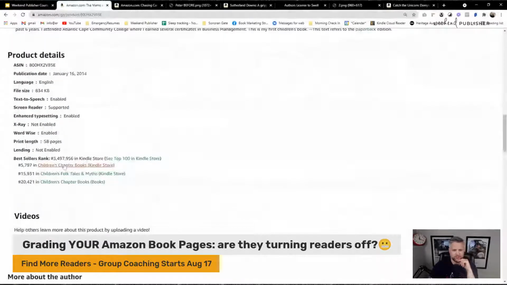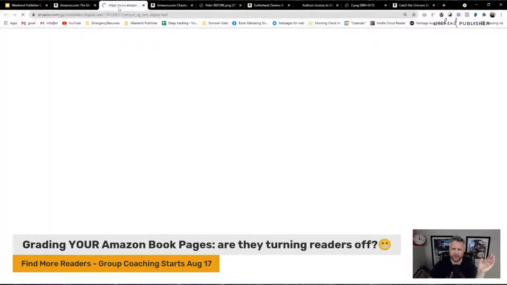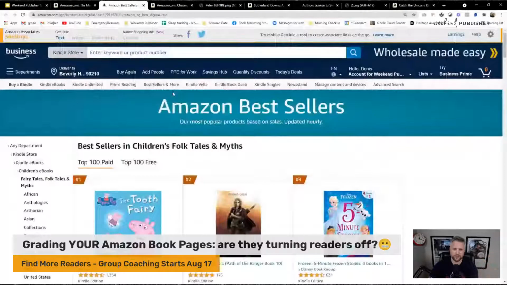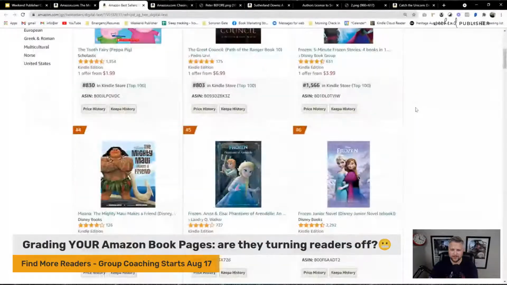What is it? It's children's folk tales and myths. One of the categories that she's in. Okay. However, the same thing with Jules is go into the actual category, and look at this: folk tales, children's and myths, and look at what's here, how crazy these categories are.